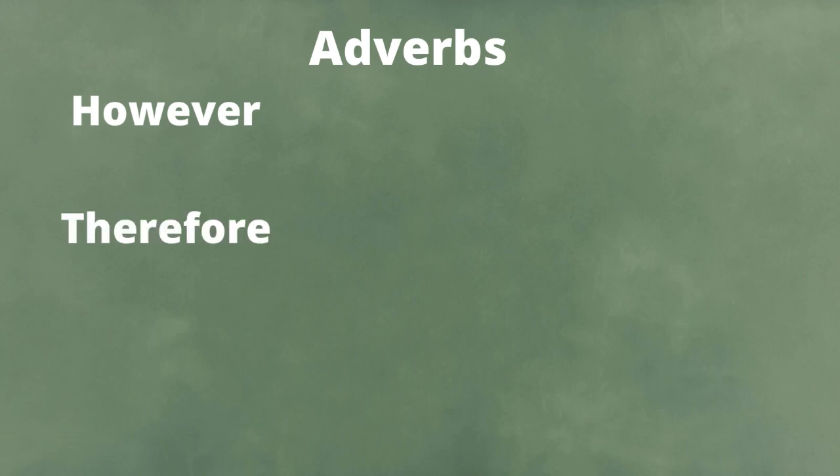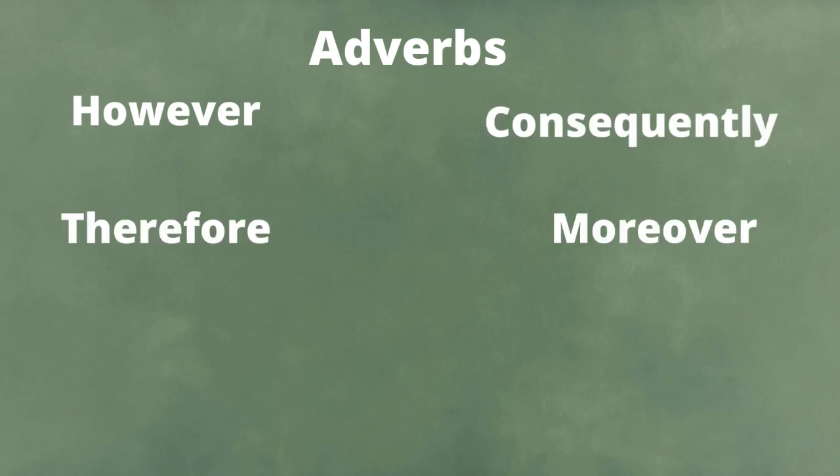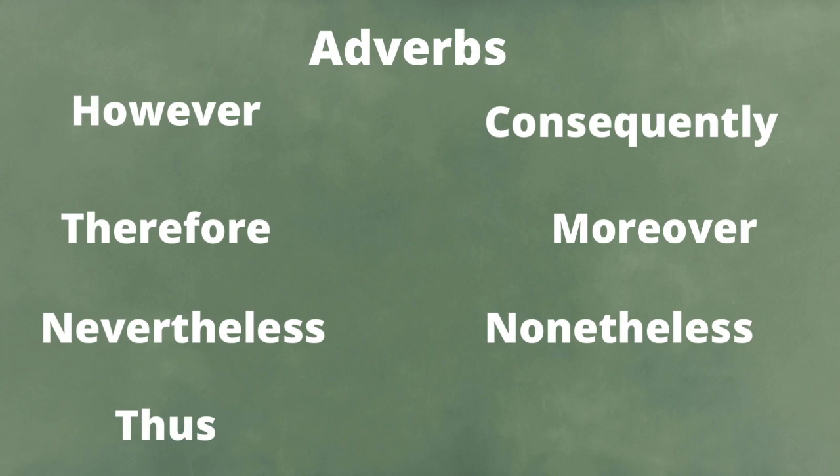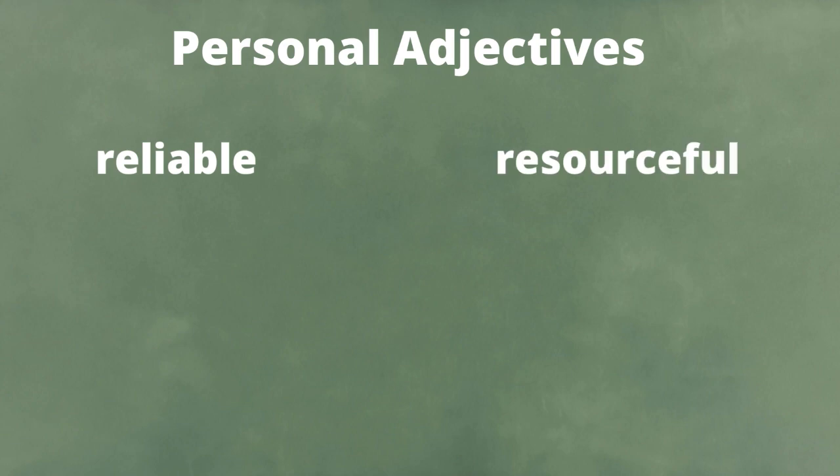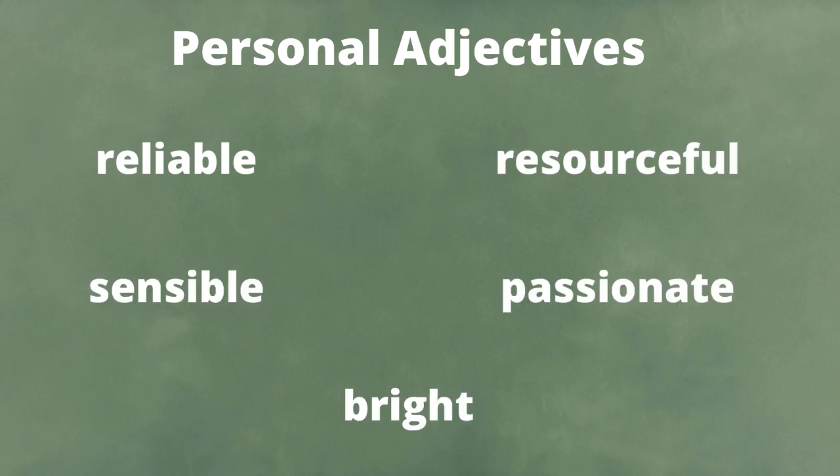Transitional adverbs. Try to use transitional adverbs to make your speech flow. For example, however, therefore, consequently, moreover, nevertheless, nonetheless, thus, and hence. When discussing your personal opinions, use adjectives like reliable, resourceful, sensible, passionate, and bright. You need to demonstrate that you have a good knowledge of vocabulary. Including various adverbs and adjectives can add more expression and complexity to your English.